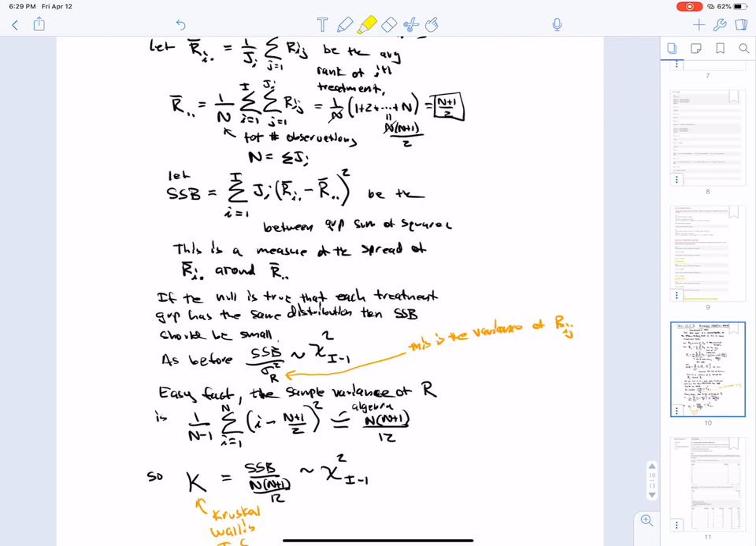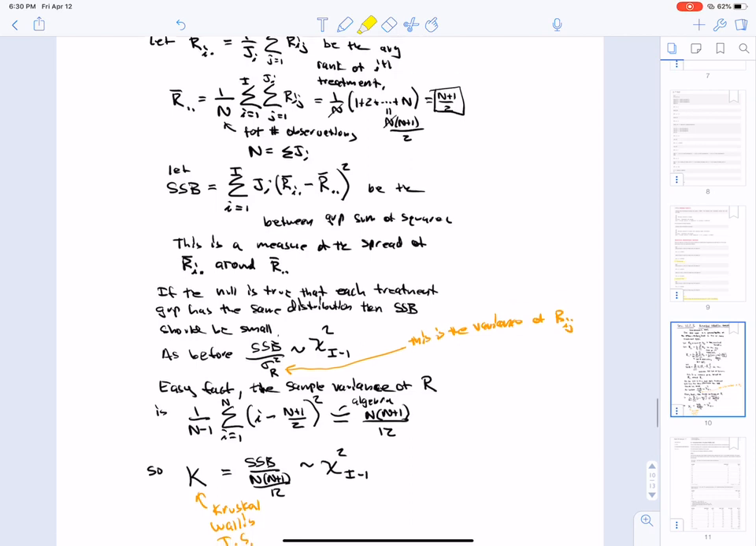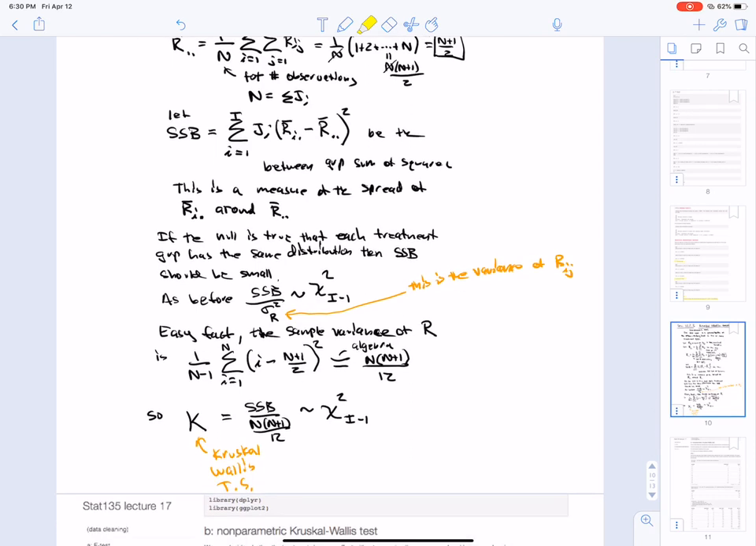So if your total sample size is capital N, you can show very easily that the sample variance is N times (N plus 1) over 12. So we'll approximate that for the variance of the rank, and so our Kruskal-Wallis test statistic is defined as SSB over N times (N plus 1) over 12. And this is a chi-squared with I minus 1 degrees of freedom. If the null is true, we expect a small number, otherwise we would reject.